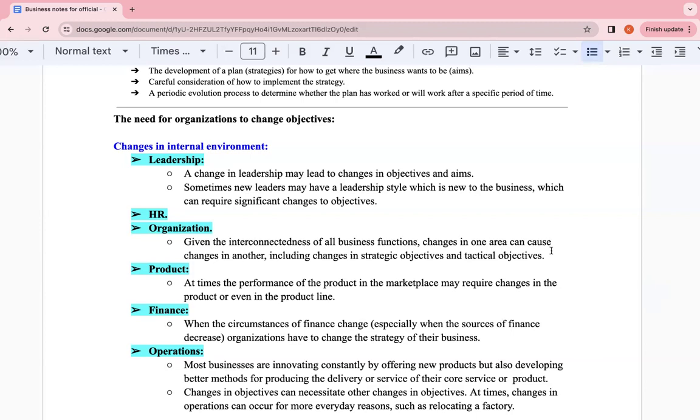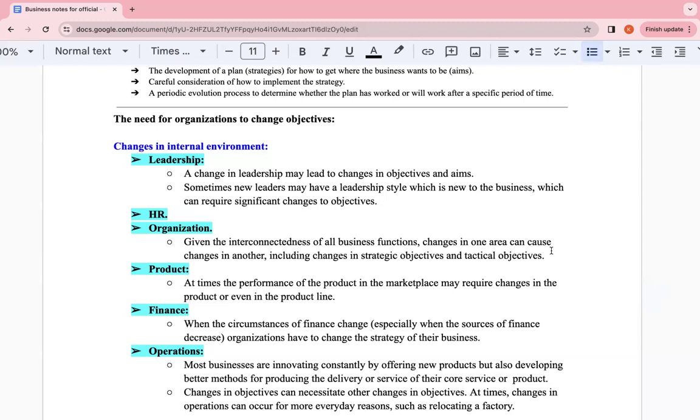And then product. So basically, at times, the performance of a product in the marketplace may require changes in the product or even the product line. So, for example, this is especially true for changes in technology. So once you face changes in the product, then you're going to have to really change many things in the business, like the production processes and even the HR, because you may need different expertise.